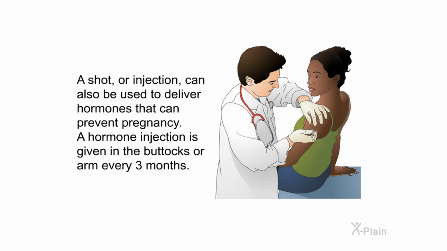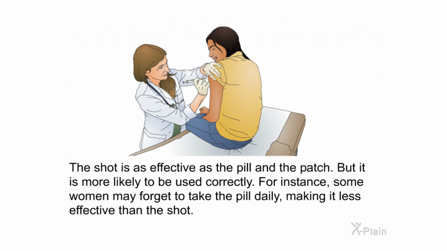A shot or injection can also be used to deliver hormones that can prevent pregnancy. A hormone injection is given in the buttocks or arm every 3 months. The shot is as effective as the pill and the patch, but it is more likely to be used correctly. For instance, some women may forget to take the pill daily, making it less effective than the shot.